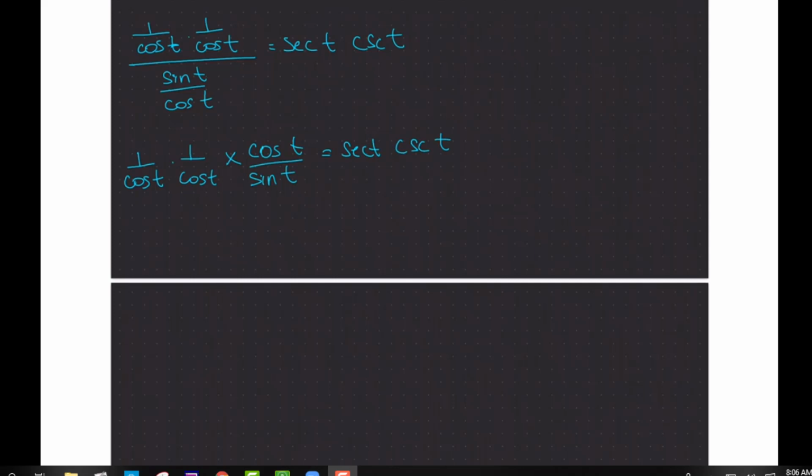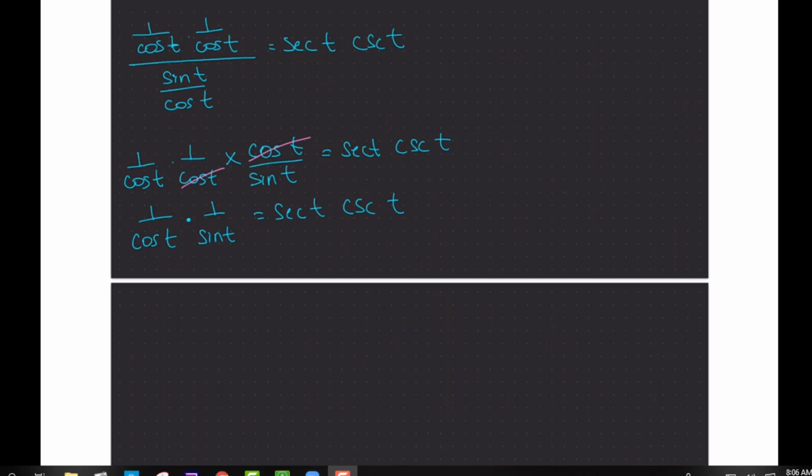What do we notice now? Yeah, those cosines. I can at least do it with one of them. 1 cosine over cosine, that's going to give me 1. What do we see now? You want to clean it up? Oh yeah. 1 over cosine times 1 over sine. We're hopefully getting to secant of t and cosecant of t.